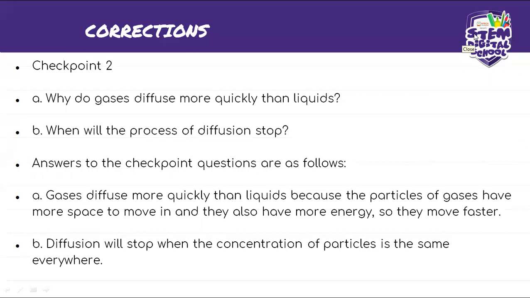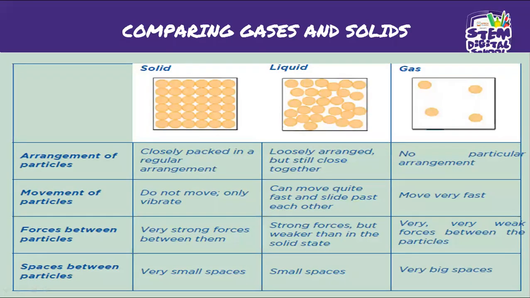All right. Now let's continue. So don't forget. Last week we looked at comparing gases with solids and liquids. Now we are going to look at liquids and gases. So see, the reason why gases move faster is that the spaces between them are too big, or too much.